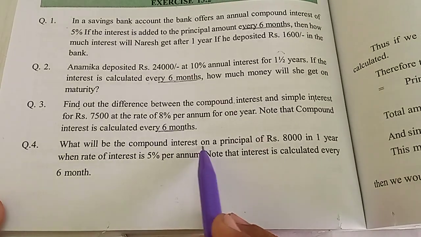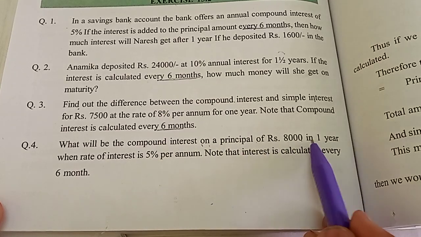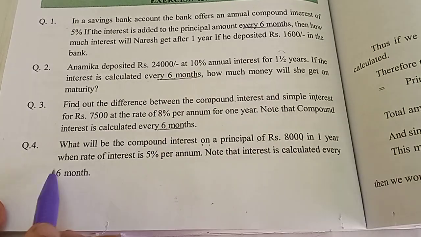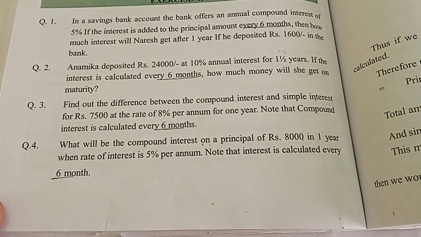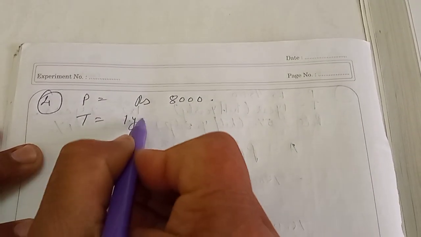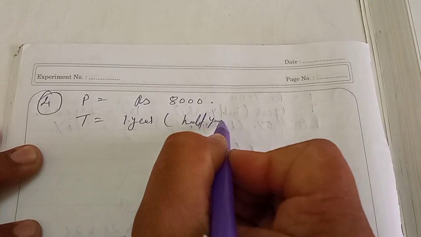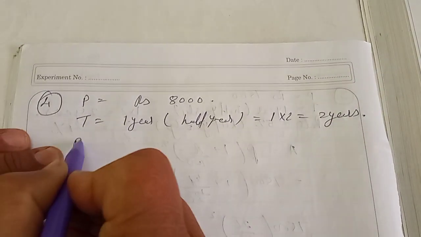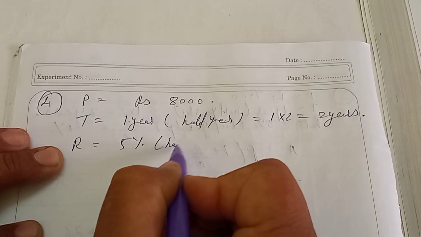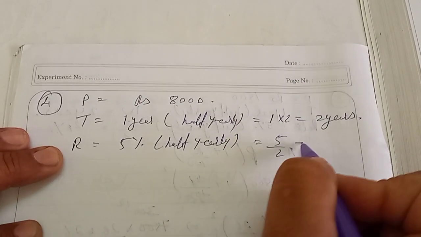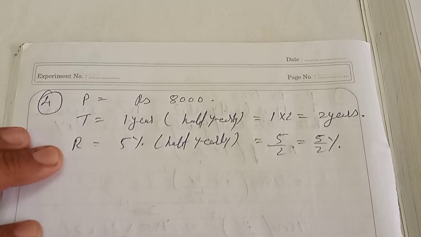What will be the compound interest on a principal of rupees 8,000 in 1 year when the rate of interest is 5% per annum? Note the interest is calculated every 6 months. It is also here every 6 months. Principal is given rupees 8,000. Time is given 1 year. It is half yearly, that means 1 into 2, that will be 2 years. Same, rate is 5%. It is half yearly, that means 5 upon 2%.